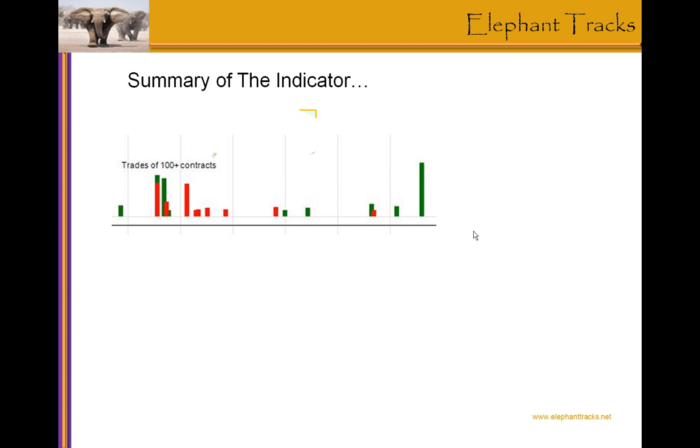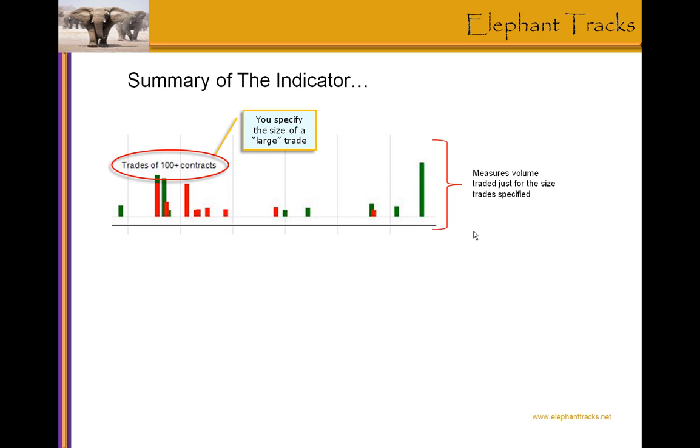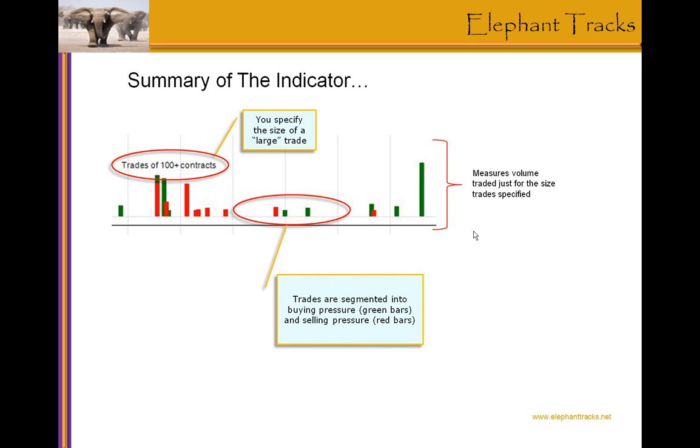So let's summarize. With Elephant Tracks, you get a volume indicator that allows you to specify the size of trades you would like to filter. It measures the volume traded just for the size you specified. The one I'm showing you here is 100 contracts or more, contracts because we're trading the S&P. If you were doing stocks, you would just be looking at shares.